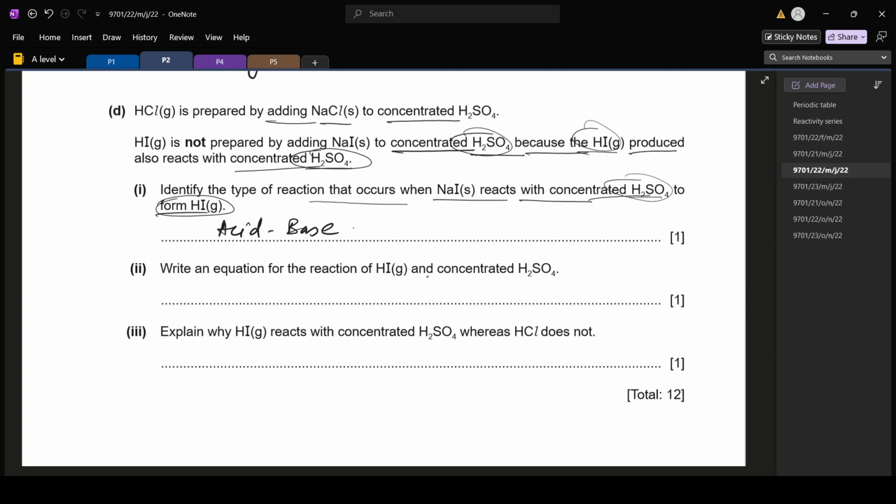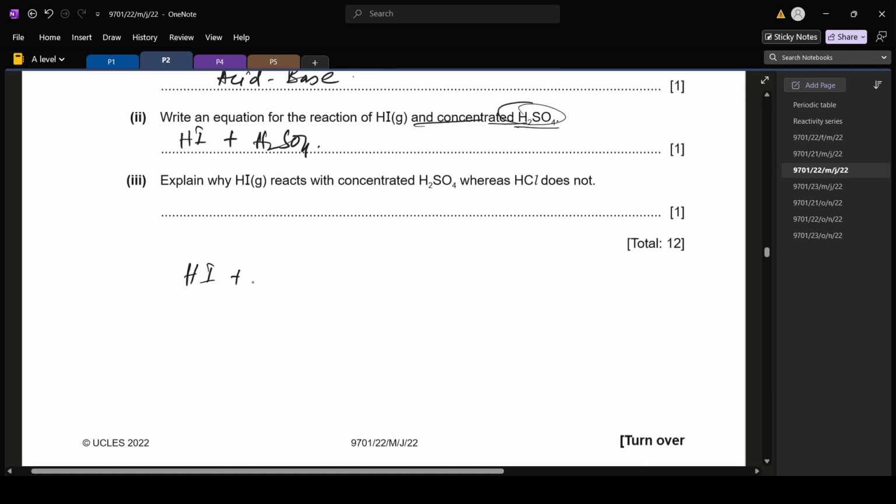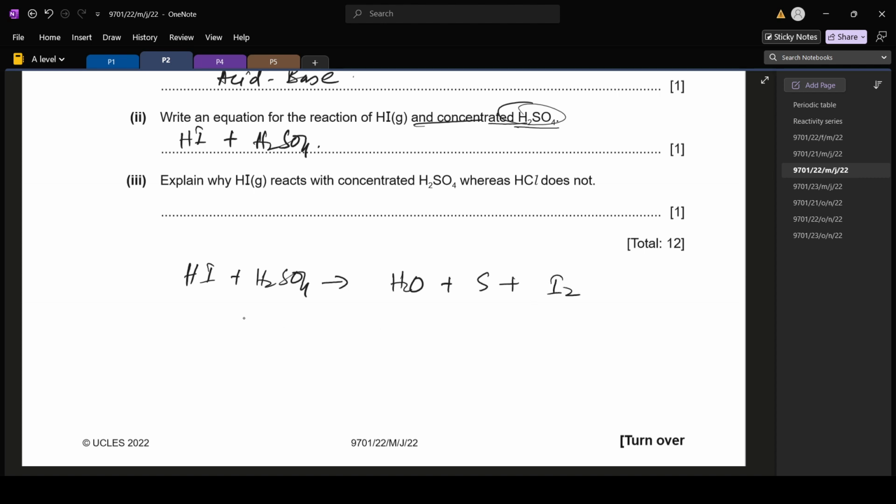Write an equation for the reaction of hydrogen iodide and concentrated H2SO4. So hydrogen iodide reacts with concentrated H2SO4, and this reaction has 3 equations. So I am writing the possible equations. H2SO4 can form H2O plus sulfur plus iodine. This iodine is in solid form, and you can balance this equation like this. So this is the first equation.